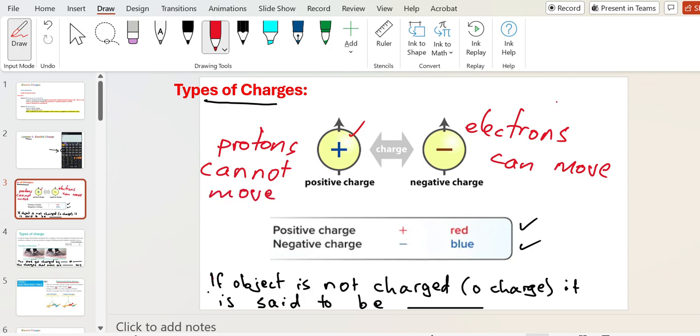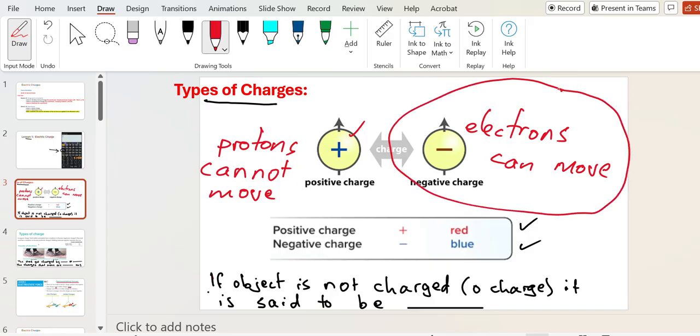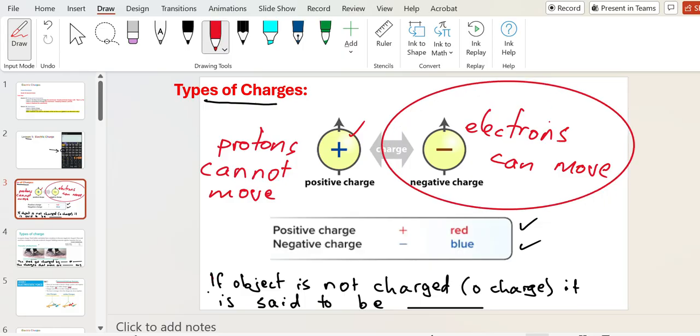So when you are charging, during charging, it's either a material will lose or gain electrons. Okay? Don't talk about protons. So if an object is not charged, in other words, zero charge, it is said to be neutral. Neutral means zero charge. We use the letter N for neutral. Plus for positive charge, minus for negative charge. Let's go to the next slide.